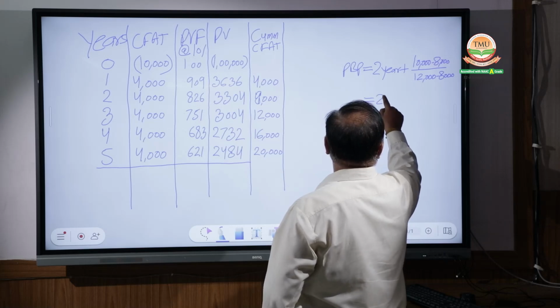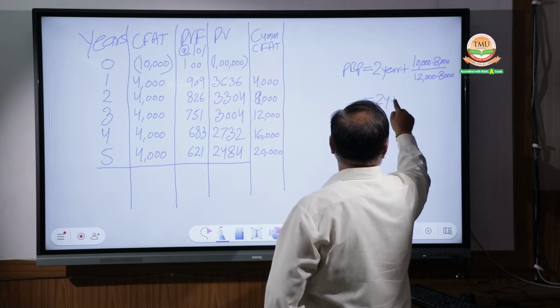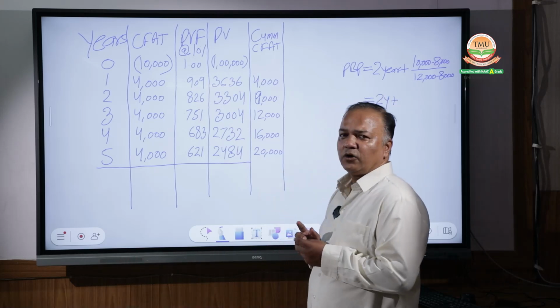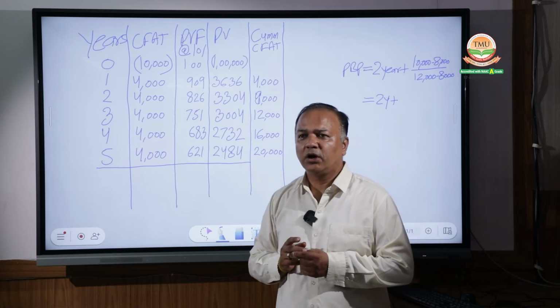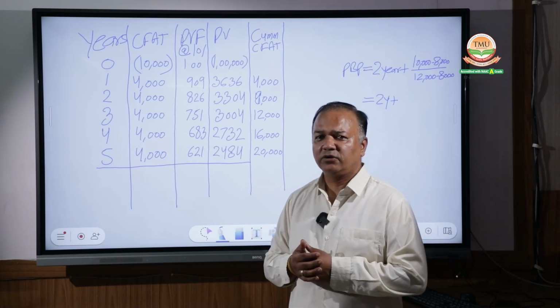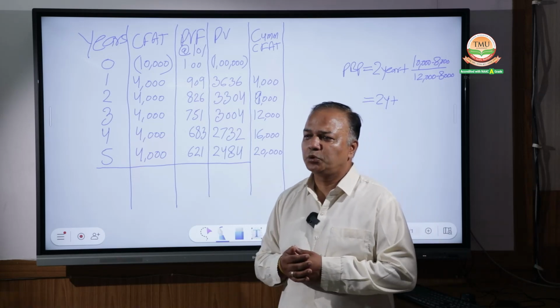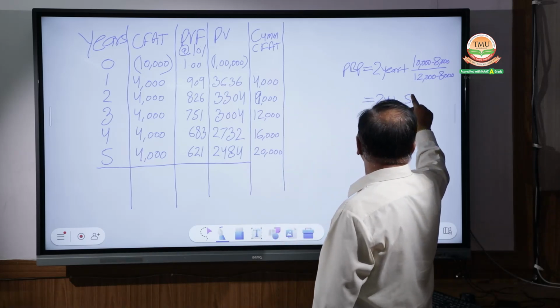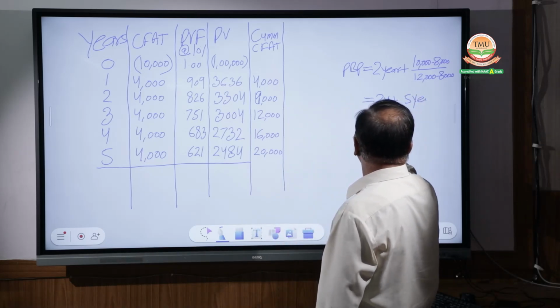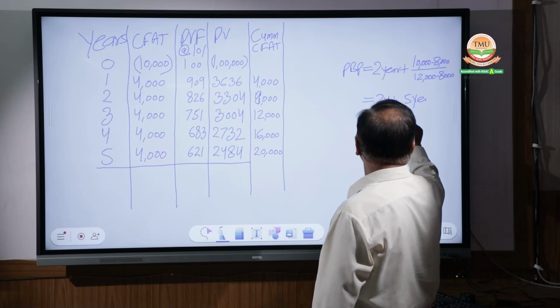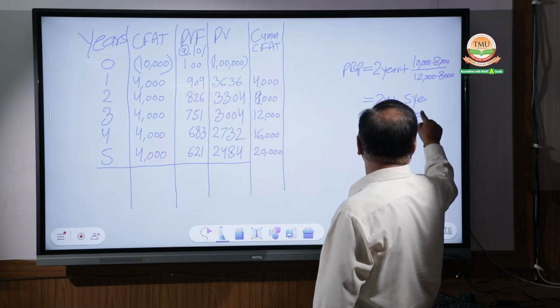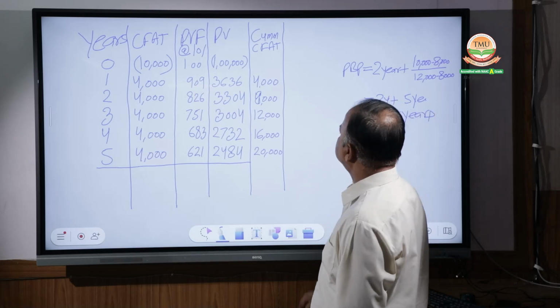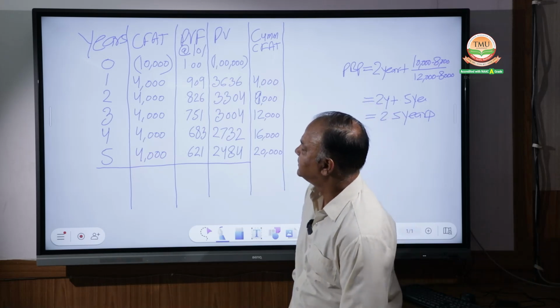Now 2 years plus 10,000 minus 8,000 will be 2,000 and 12,000 minus 8,000 will be 4,000. It means 2,000 divided by 4,000. It means 2 plus 0.5 years. It will be 2.5 years. So this is the answer.